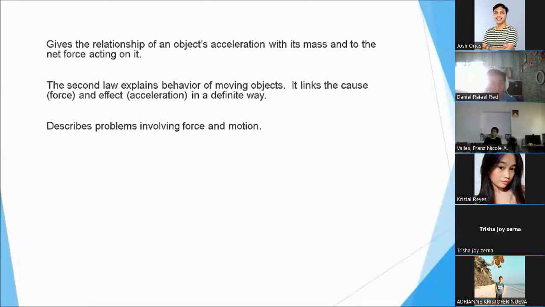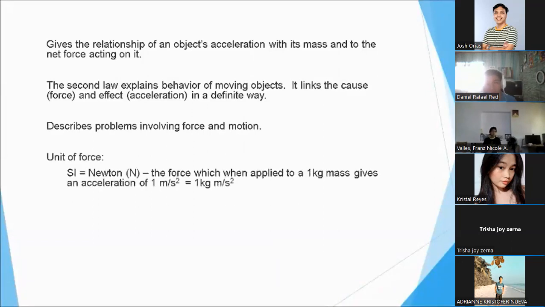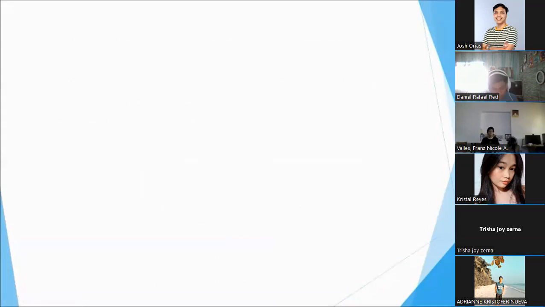So with that, what is the unit of force? In the SI system, the unit of force is the Newton. 1 Newton is the force which, when applied to a 1 kilogram mass, gives an acceleration of 1 meter per second squared. So F equals ma, therefore 1 Newton equals 1 kilogram meter per second squared. That's the relationship of force with mass and acceleration.